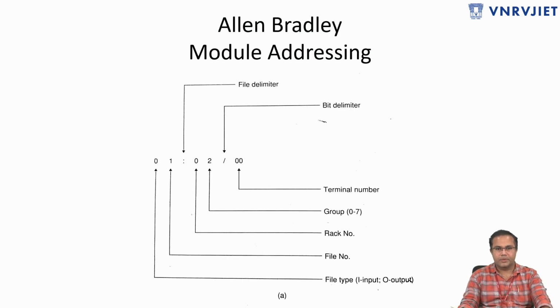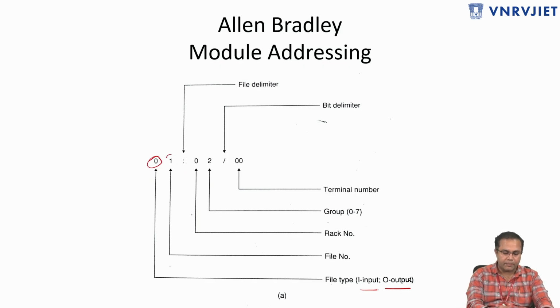So now let's move on. First we'll see how Allen Bradley follows the addressing format. Here you can see the format of the Allen Bradley. Here we have 6 digits. Now let's look into each one and its significance. The first digit indicates whether it is an input or output. Here it is O, which means it is an output. If it is I, then it represents input.